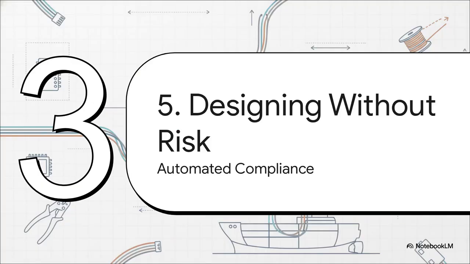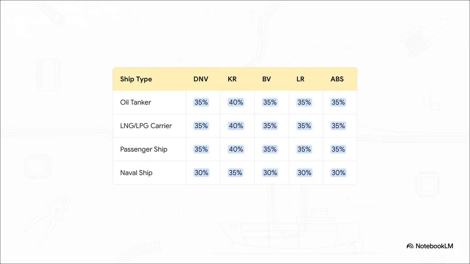All right, finally, let's talk about the biggest source of stress in our job: risk. I'm talking specifically about the risk of failing a classification society inspection. We built SEcMS to be your automated expert, your safety net. As engineers, we're expected to keep this entire matrix of rules in our heads at all times, right? Different fill percentages for an oil tanker versus a naval ship, for DNV versus KR. It's just incredibly complex, and it is so easy to miss something.